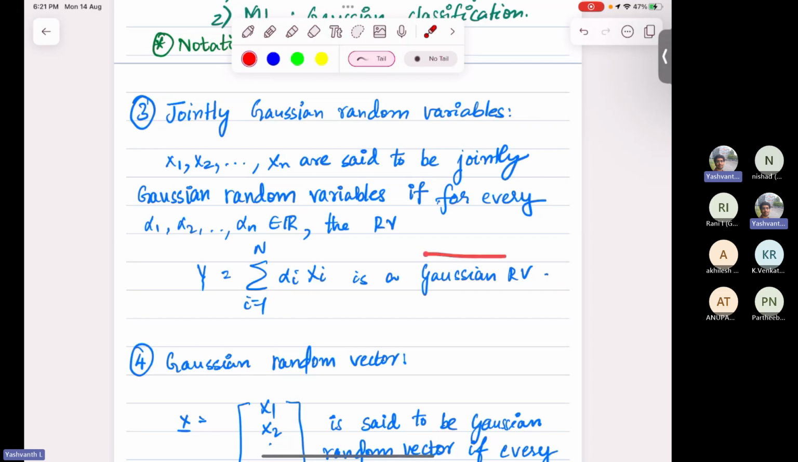It's a very simple, elegant tool that you can always use to check whether a given set of random variables are jointly Gaussian or not. It's always possible that some set of random variables are individually Gaussian but need not be jointly Gaussian. You can always find examples. That's why it's possible to have random variables which are individually Gaussian but not jointly Gaussian. But if all of them are jointly Gaussian, every random variable has to be individually Gaussian. That always has to be true.